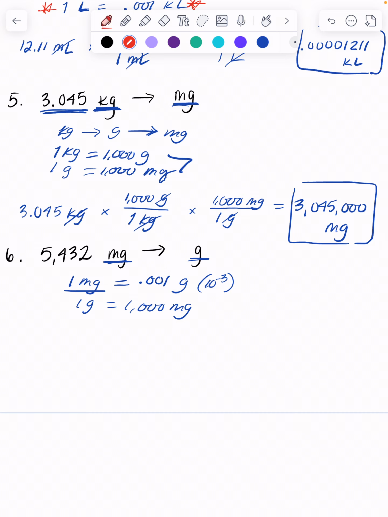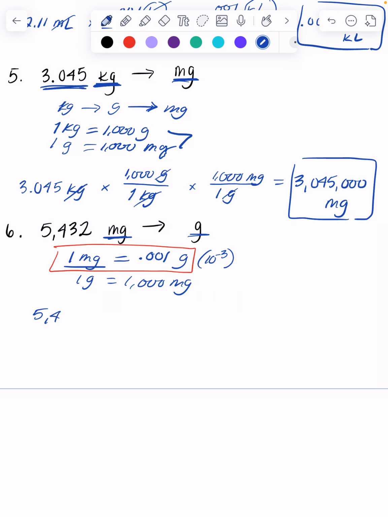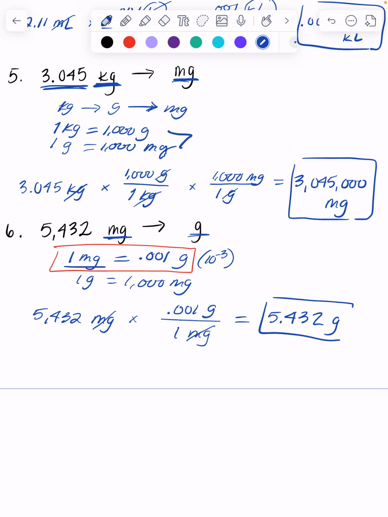So again, I love my ones on the bottom. I will be using this conversion factor. So start with what you're given, 5,432 milligrams times, I'm going to put 1 milligram on the bottom, so my units cancel, and then 0.001 grams on the top. Multiplying this out, I am getting 5.432 grams. And that makes sense, right? We moved left on our unit timeline, which means our number got smaller. So that is my final example for these unit conversions.